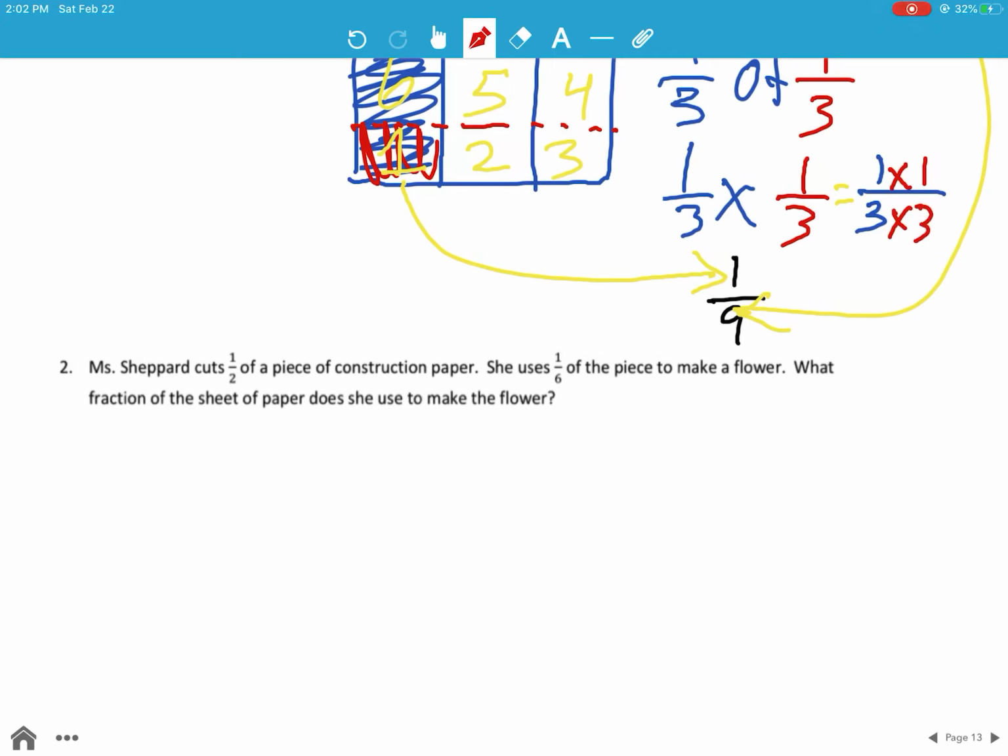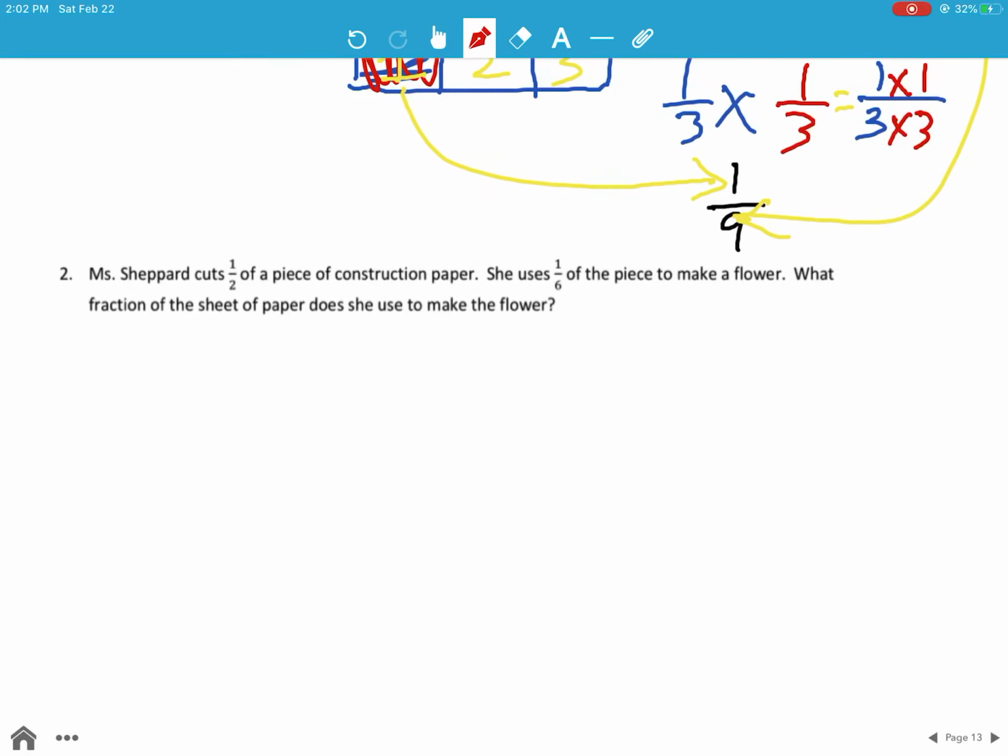Miss Shepherd cuts half a piece of construction paper. She uses 1/6 of the piece to make a flower. What fraction of the sheet of paper does she use to make a flower? Okay, so we have 1/2 of construction paper, and she uses 1/6 of the piece of paper to make a flower. So right there we see that we're going to have 1/6 of 1/2.